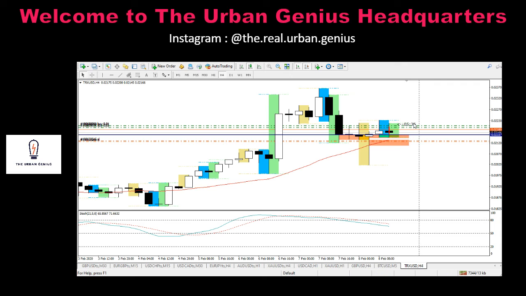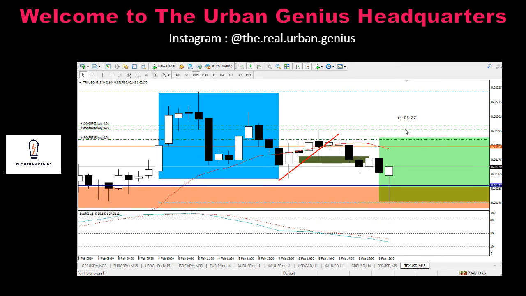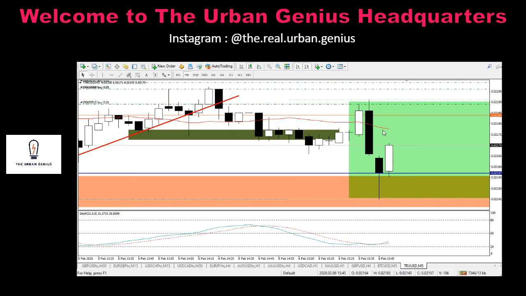The 4-hour candle closes at 9 o'clock. The 1-hour candle closes at 9 o'clock. The 30-minute candle closes at 9 o'clock. 15-minute candle closes at 9 o'clock. 5-minute candle closes in 30 seconds, and then a new one will open and close at 9 o'clock. Of course, the 1-minute chart, a new one opens every minute.